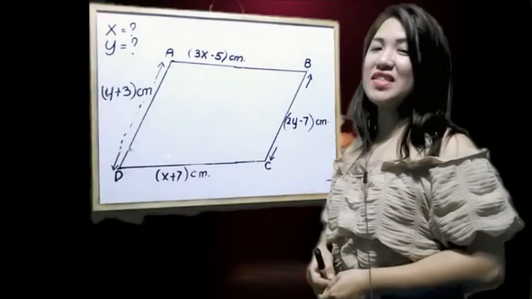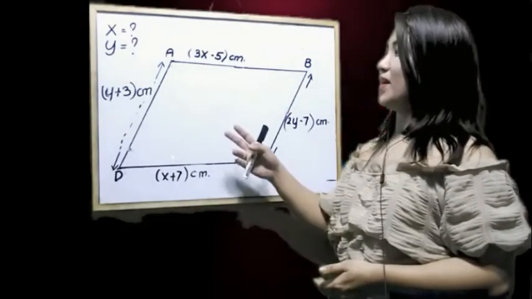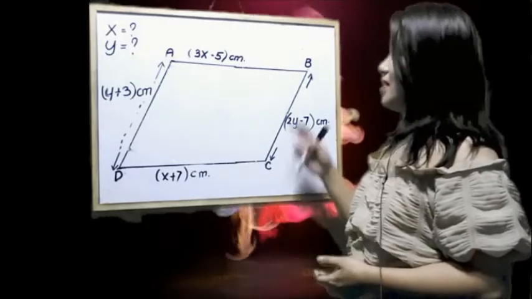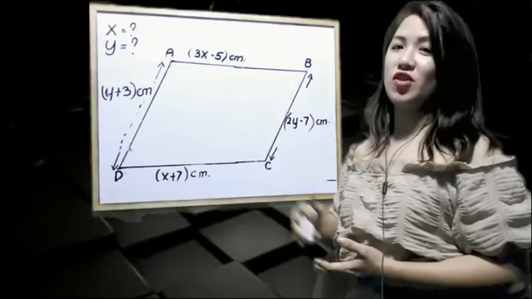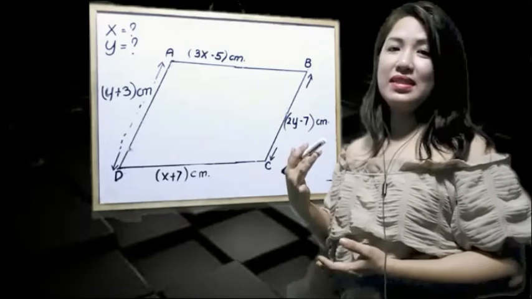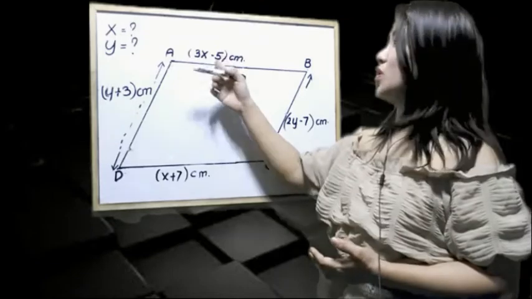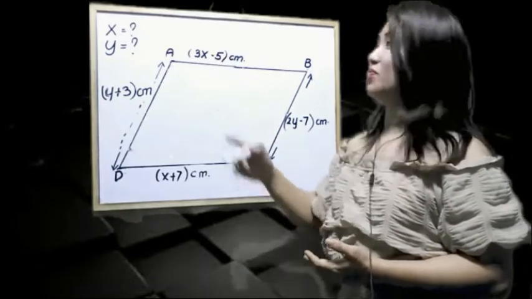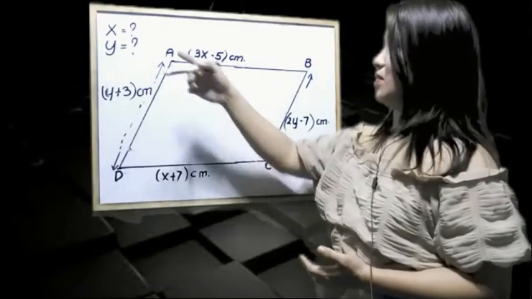Alright, now let's proceed to the second example. Second problem from your module, you have parallelogram ABCD with the following given measures. It is not given to us as a whole number, but in the form of algebraic expressions, which we need to solve for the missing values of the variables x and y.